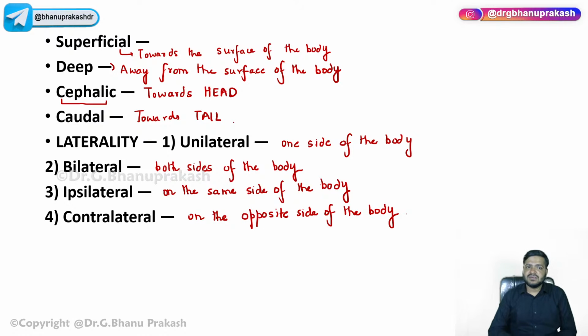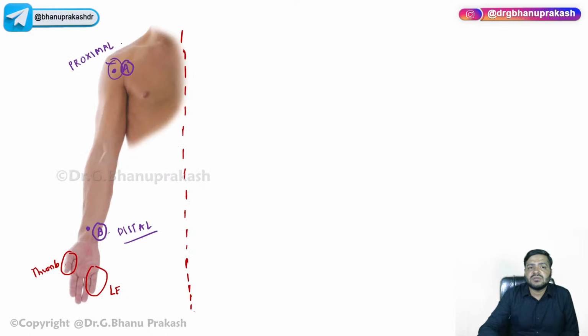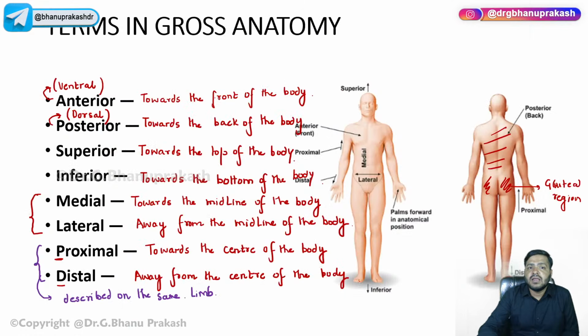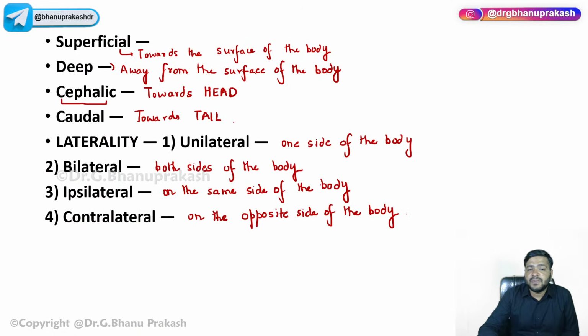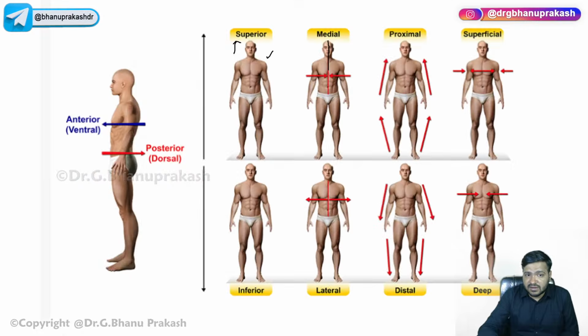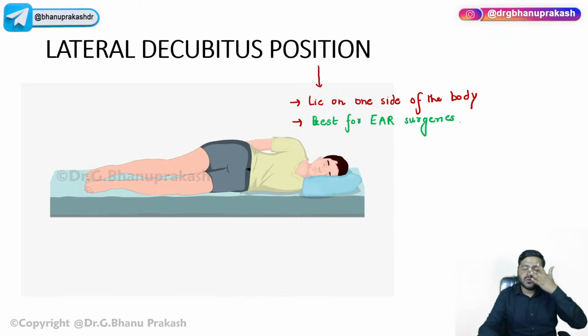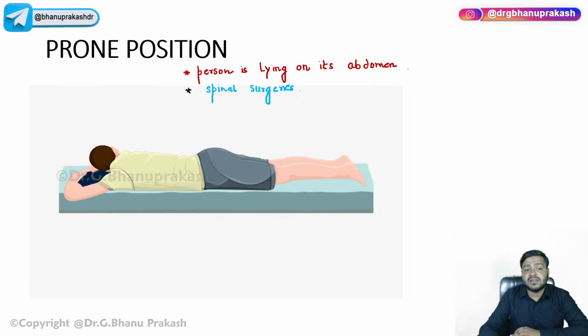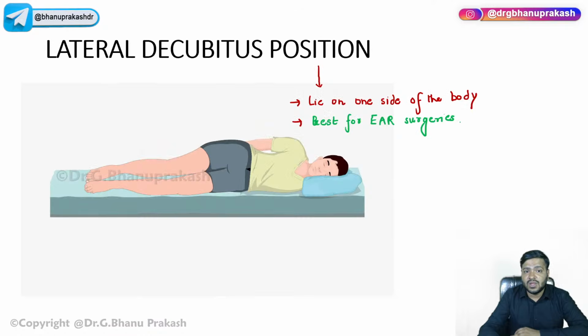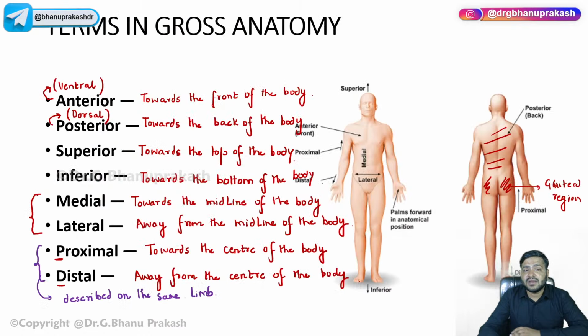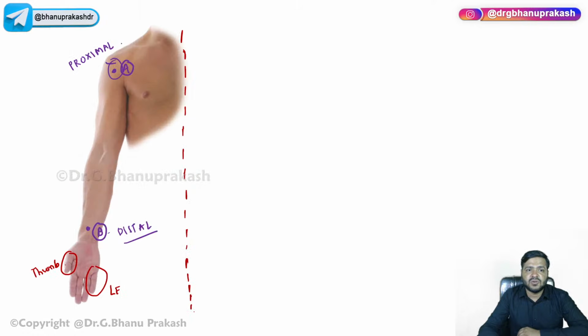So after this, we have already completed the gross anatomical terms. Just give me a thumbs up in the chat box if all the gross anatomical terms are clear to you. All the anatomical planes are clear to you. All the different positions that we have discussed today are clear to you. So we are over with the major three topics that we have.